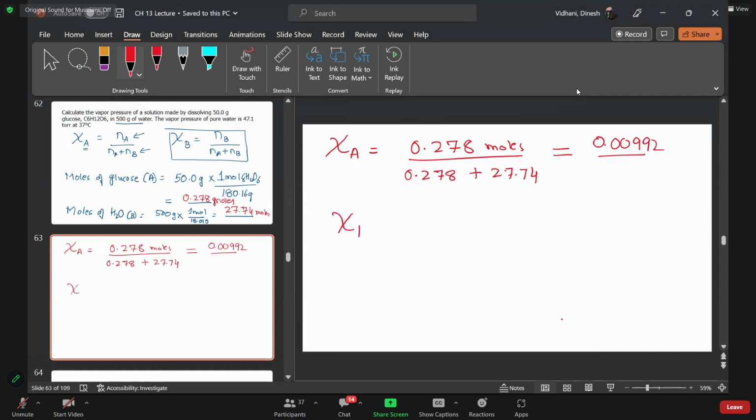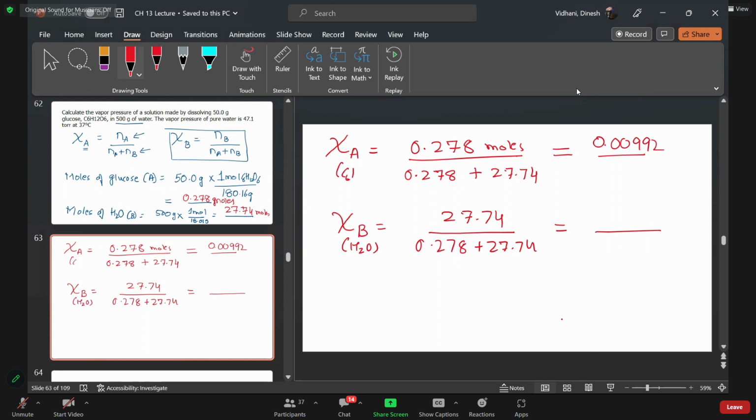In this case, let's put it as XB. Now here, that is going to be 27.74 divided by 0.278 plus 27.74. Can you find me the mole fraction of water? So here, B is water and A is glucose.